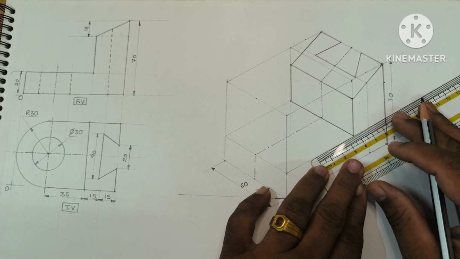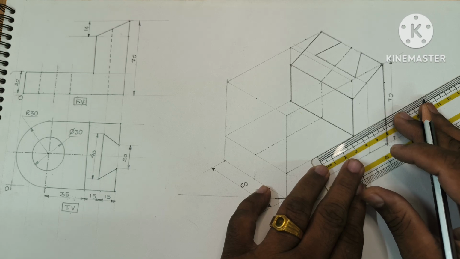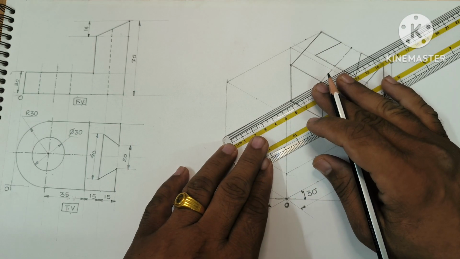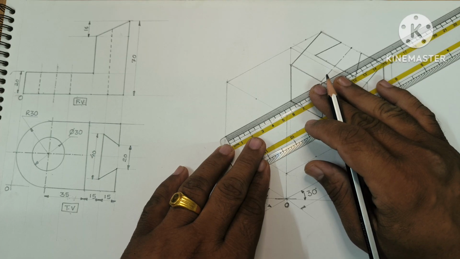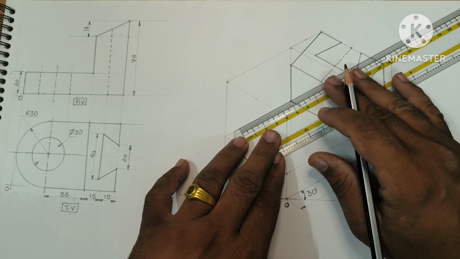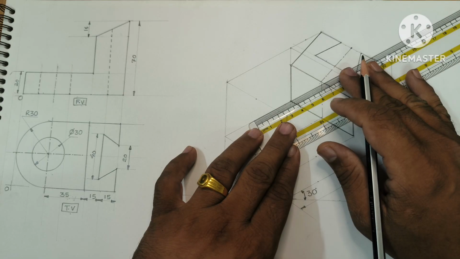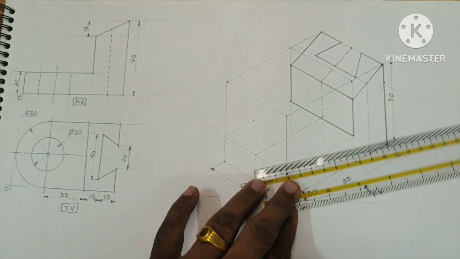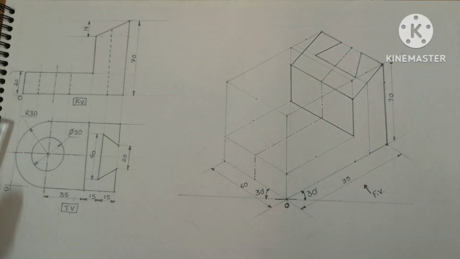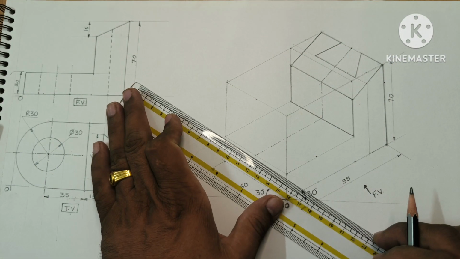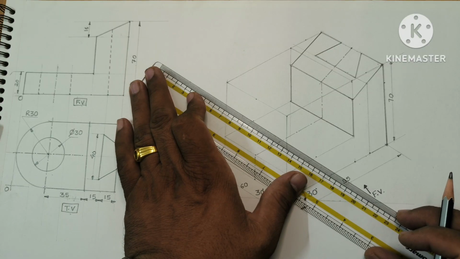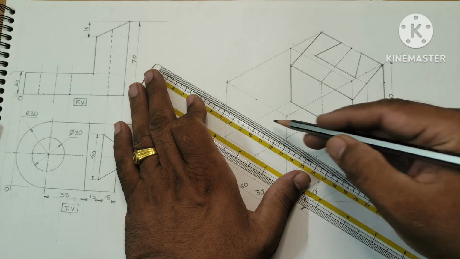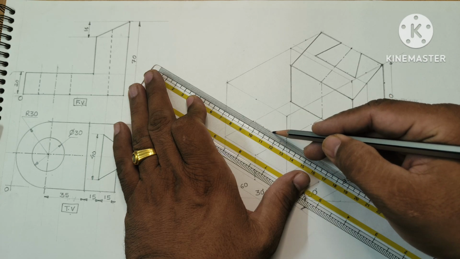Here I will take the 35 millimeter distance. And I will take 35 millimeter distance here also. And I will draw one center line here. Center line.